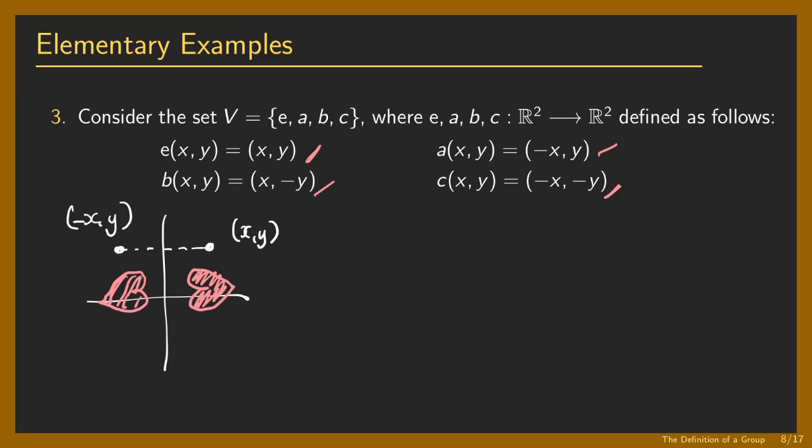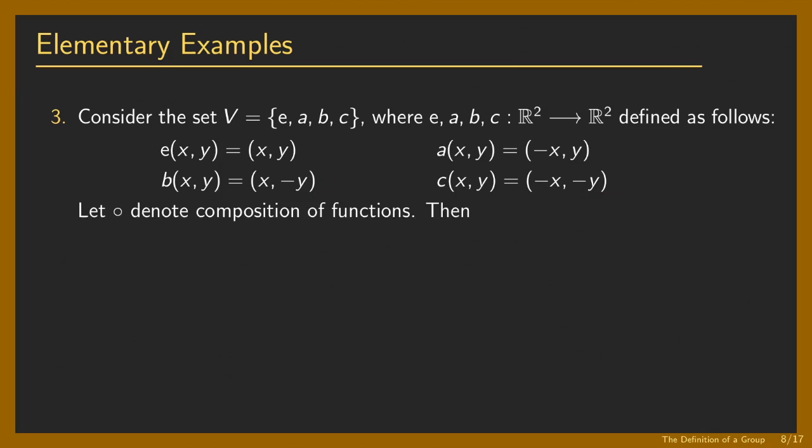We introduce an operation. A natural operation, because these are functions, is composition. So for example, if we take the composition of A and B, what will be the result? What is A circle B? In order to know what A circle B is, we want to know what it does to every point xy in the plane. So to get the image of xy under A circle B, we apply the definition of composition. It becomes A of B of xy.